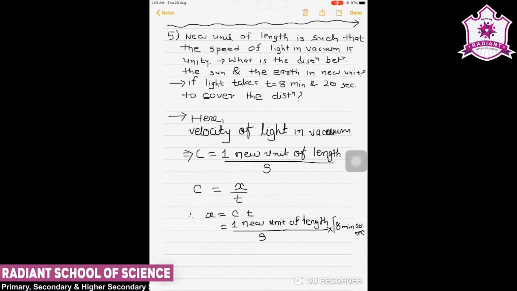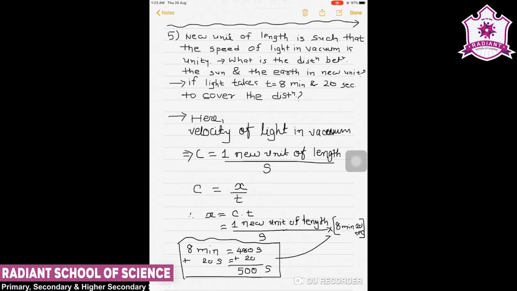So how many seconds are there in total? We can say that 8 minutes is equal to 480 seconds. So it can be written as 480 seconds, plus we have an extra 20 seconds, that is plus 20 seconds, upon this, that is 500 seconds. So this will be the calculation that we can replace over here, and we can move further.